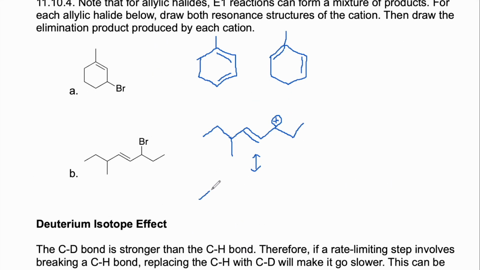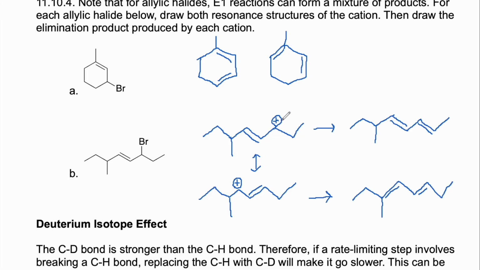We'll do the same thing with this halide. When the leaving group falls off, we have an allylic cation. So I'm drawing just the E configuration of these pi bonds, just focusing on the regiochemistry here. We could have the positive charge on the carbon that used to have the bromine, or we could have the positive charge 2 carbons over.